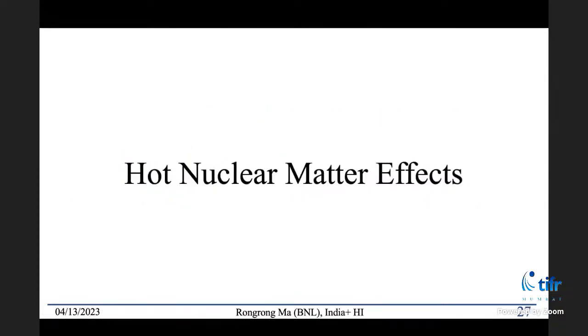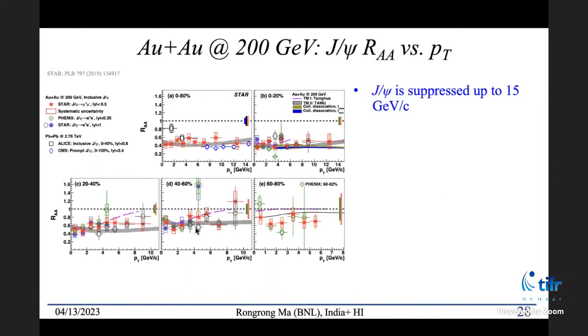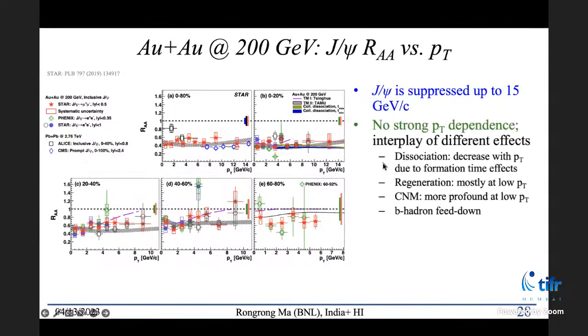Then we go to the so-called hot nuclear matter effect, meaning when we have a QGP. This is the STAR measurement of the J/psi RAA as a function of pT in different centrality bins. We can just focus on the central collisions, for example, 0 to 20%. The STAR measurement is shown as the red stars here. You can see the J/psi is suppressed all the way up to 15 GeV, and we don't really see a strong pT dependence.